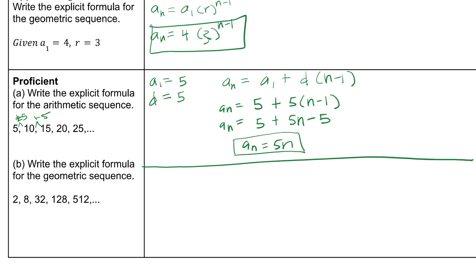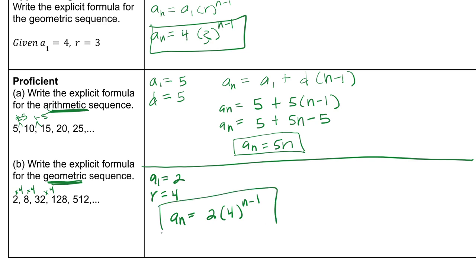And then for the bottom one, it says geometric right here. If I read, I would have known that was geometric to start. Okay, so geometric means I multiply. So multiply by 4. 8 times 4 is 32. All right, so you get the idea. A1 is 2, R is 4. My explicit formula is A1 times R to the n minus 1. Again, I do not multiply the 2 and the 4 together.